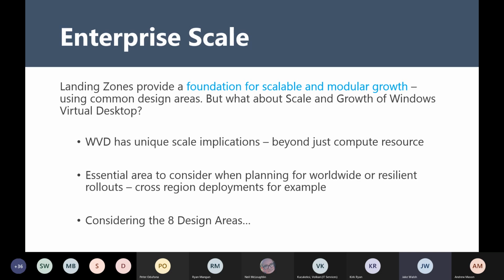The design areas are essential to consider when planning for worldwide or resilient rollouts. So, if you're looking to deploy across different regions, or you want to, for example, have it so that failover occurs, we have a workload deployed in region X and we want it to run in region Y if there's a problem, these design areas really are important.